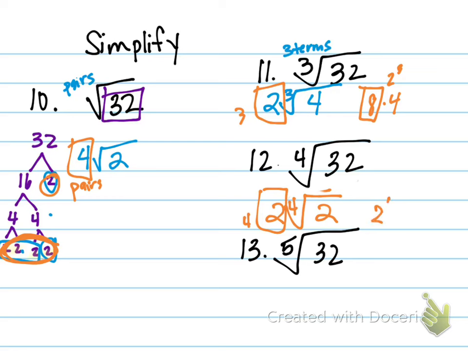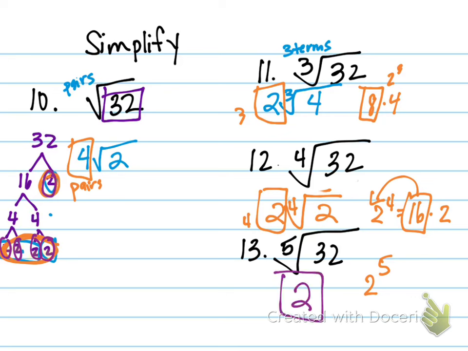Here, 2 to the 4th power is 16, and 16 times 2 is 32. So I can pull out a 2 on the outside, and that leaves me with a 2 on the inside. And then 2 to the 5th power is actually all 5 of these. So I have 1, 2, 3, 4, 5: 2 times 2 times 2 times 2 times 2. 2 to the 5th power is actually 32. So the answer for number 13 would just be 2.